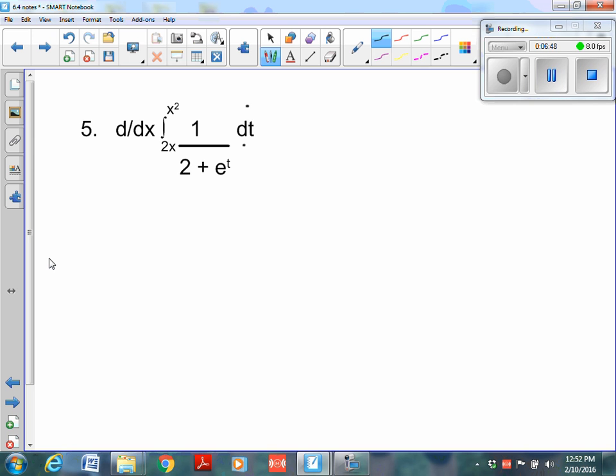I'm going to turn my page here. I'm going to break this up and make two different integration signs with a plus sign. And I'm going to put 2x down here. And I'm going to just use the dummy number 0. And then I'm going to put diagonally across from the 0 another 0, and I'm going to integrate from x squared.